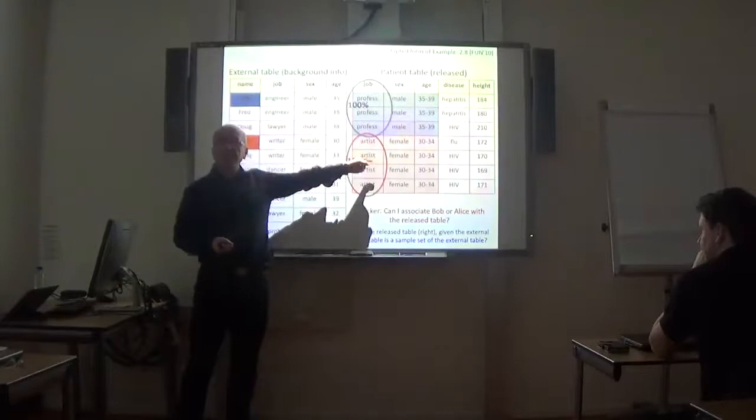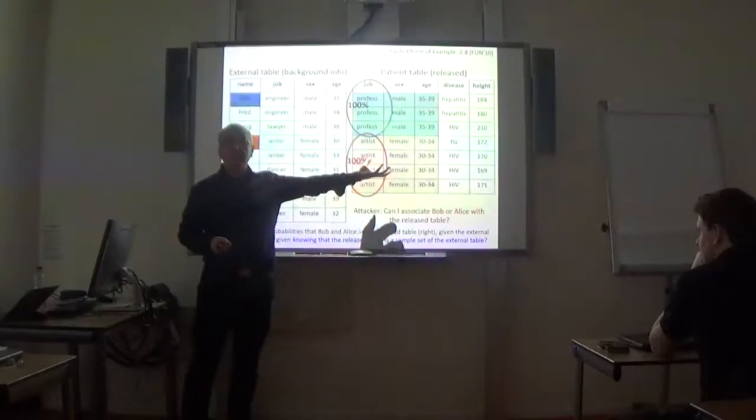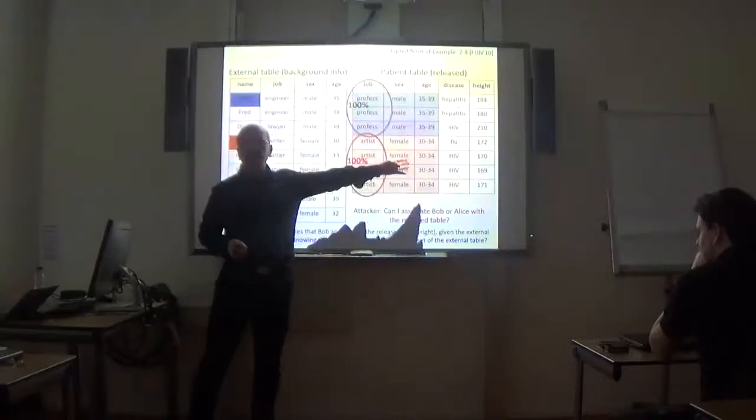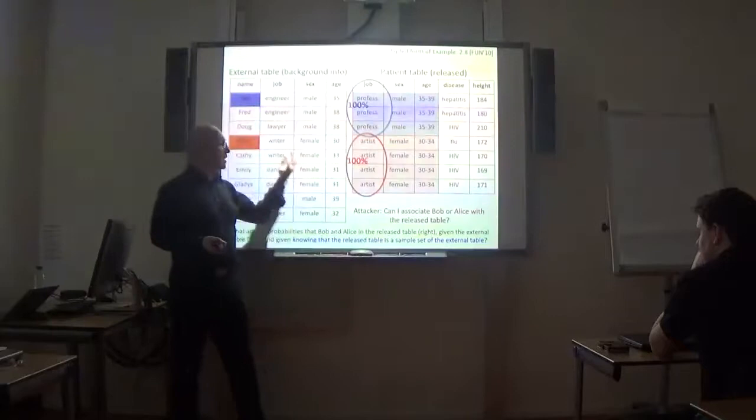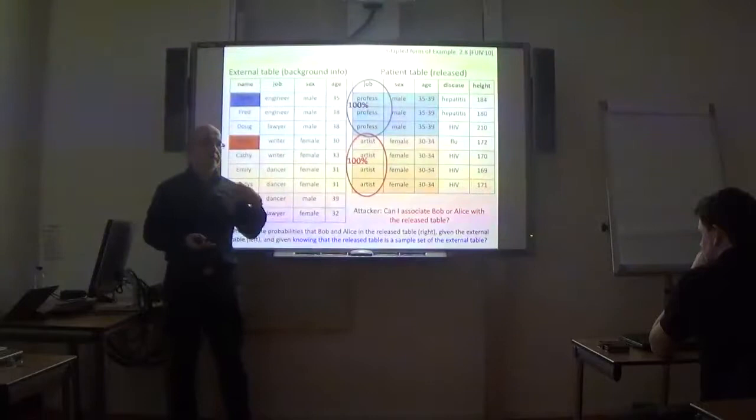And sometimes this is also revealing, because imagine this is a table of people who are ill, and you are an insurance company. Then you can know that Alice, with high probability, has HIV. Or if you are looking for a job, and this is a table of people who are imprisoned, then you can know that Alice should be imprisoned. And then you say, I don't want to hire you, etc. So sometimes being associated with the table is also dangerous, and privacy is intruded upon.